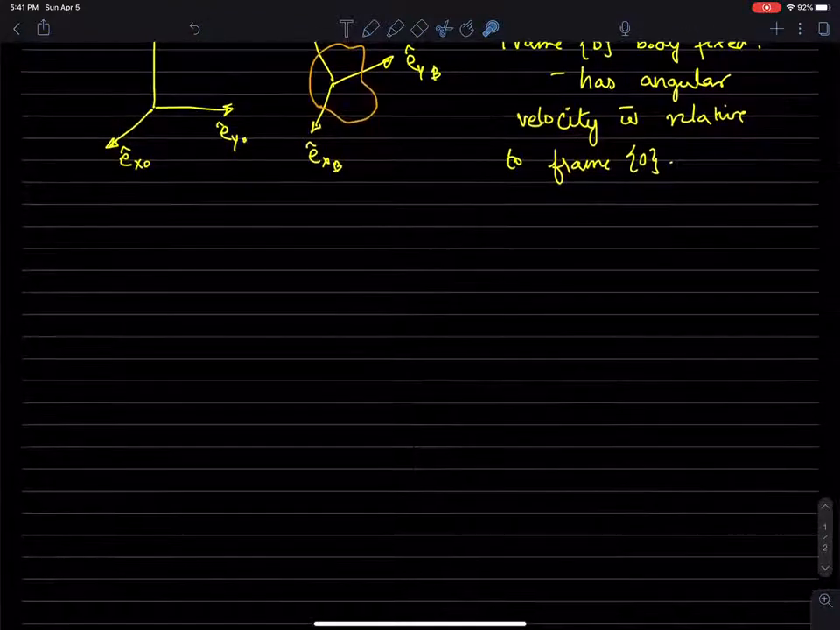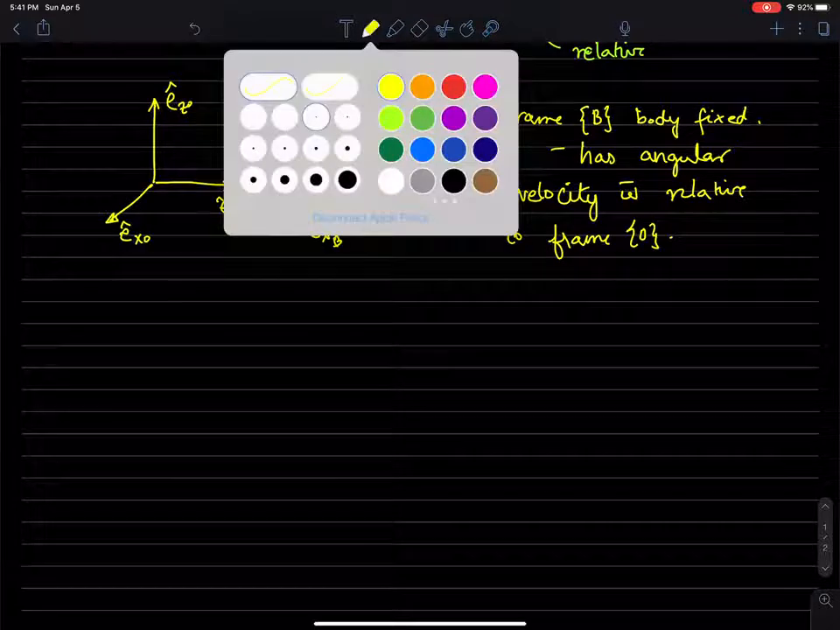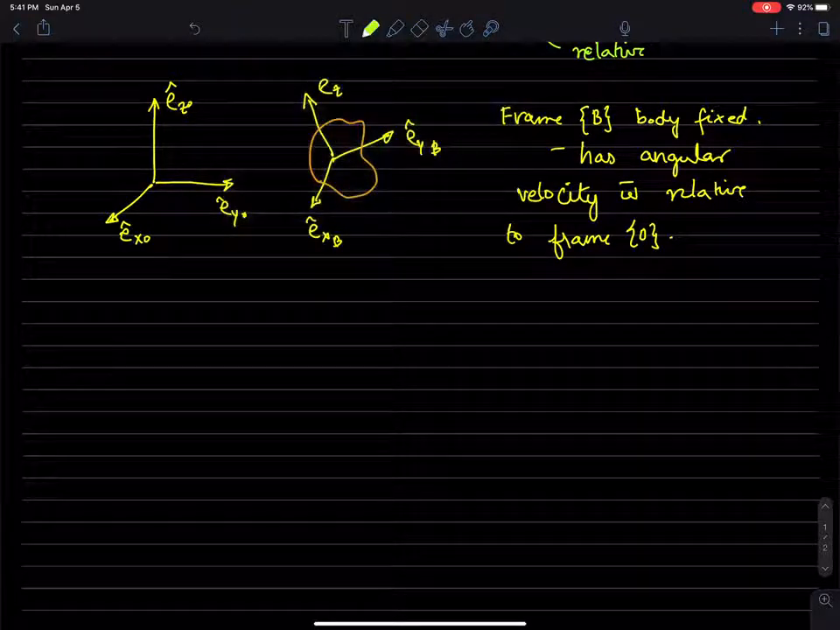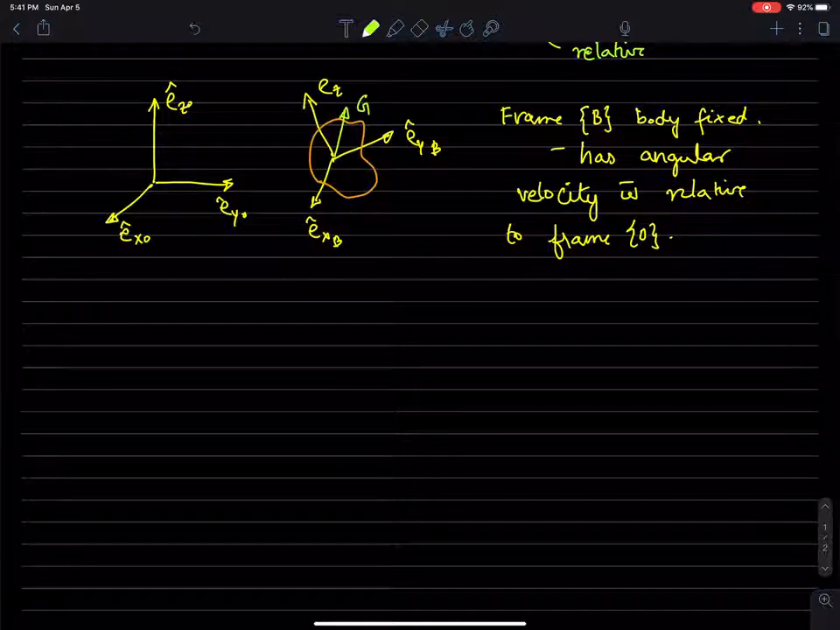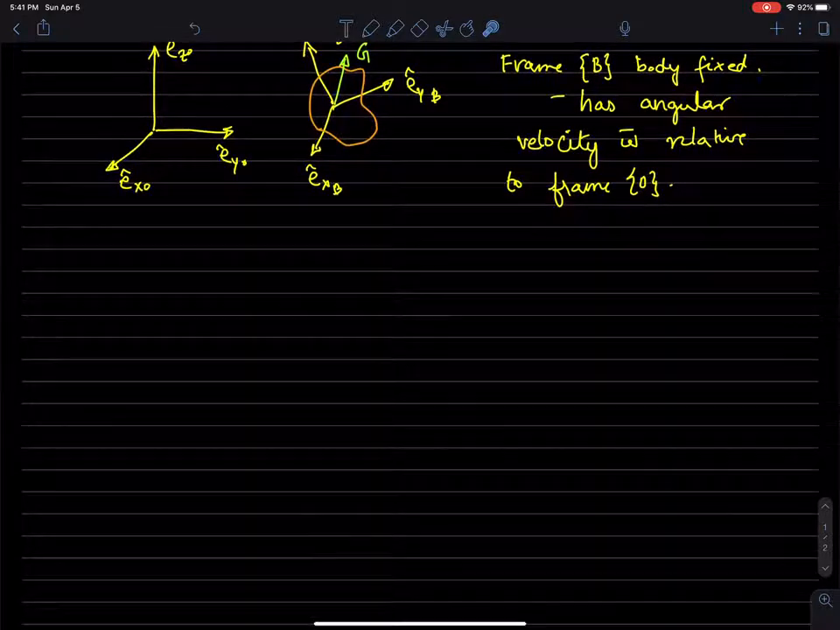Now let's say we have some vector G that is fixed in this frame. In other words, as this rigid body is moving, G in this frame is a fixed vector, but in the other frame, because it's moving with this rigid body, G has a derivative. So let's see what that derivative is. Let's derive an expression for that derivative.